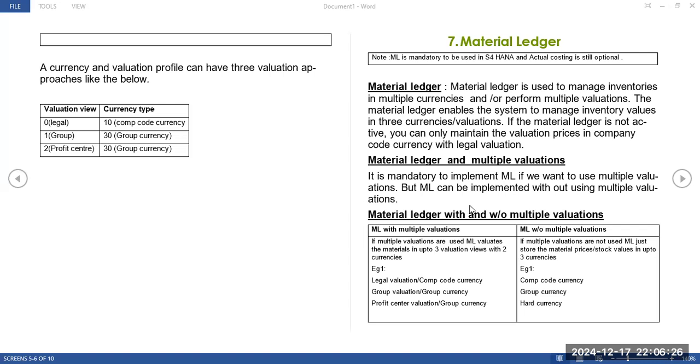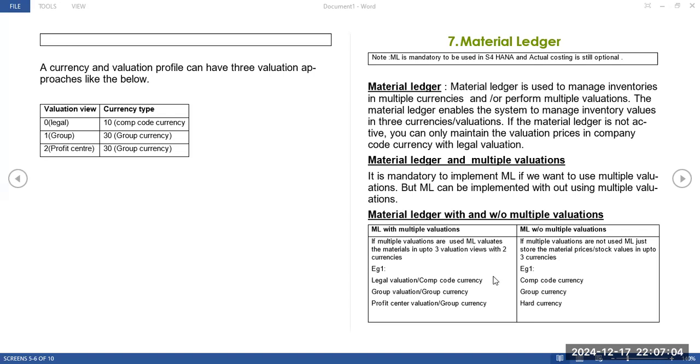So we can activate it. There are only 3 to 4 steps. Activate material ledger. Material ledger with multiple valuations: what is that? If multiple valuations are used, material ledger evaluates the materials in up to 3 valuation views, 3 valuations with 2 currencies. Only 2 currencies. Either it can be company code currency or group currency or profit center currency or any other currency. Legal valuation, company code currency, group valuation, group currency, profit center valuation, group currency.